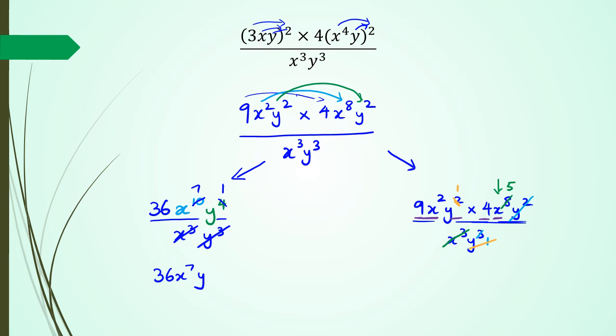So if you look at it, 9 times 4 is going to be 36. And then you've got x to the power of 2 times x to the power of 5, which is going to be, sorry, x to the power of 7, because x squared times x to the power of 5 is x to the power of 7. And then finally, what have I got left over? Oh, I've got y to the power of 1 just by itself. And as you can see, both of these answers are the same answers.